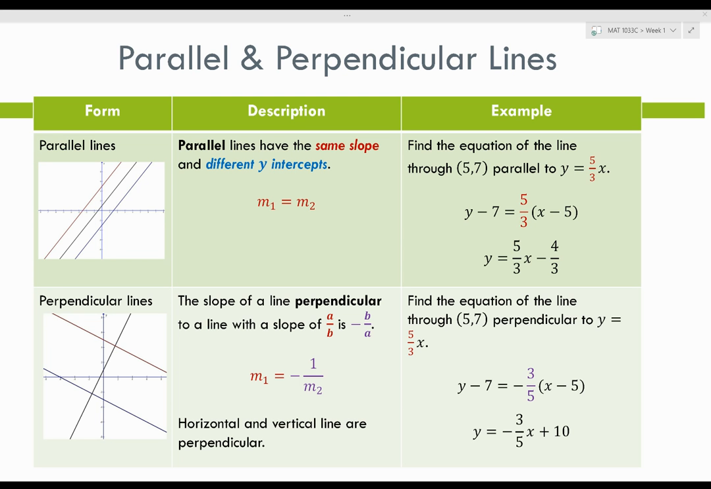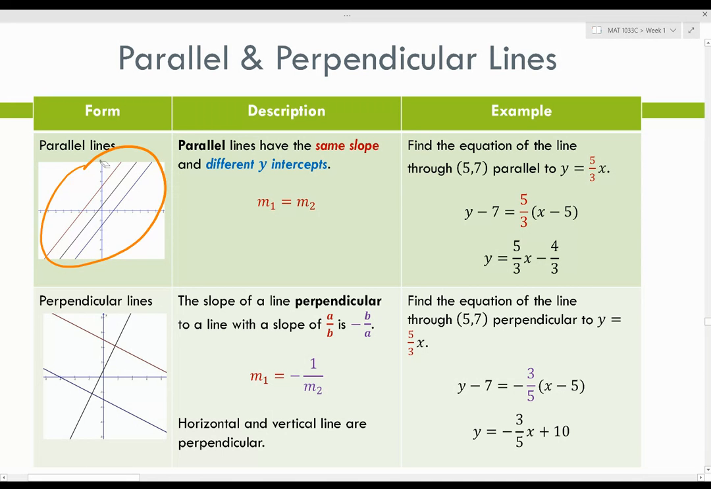All right, you guys, we're going to finish off our discussion about slopes of lines with two special lines. We have parallel and perpendicular lines, okay? So what it means for your lines to be parallel, it means that the lines have the same slope and they have different y-intercepts. And as a result, those lines never intersect.